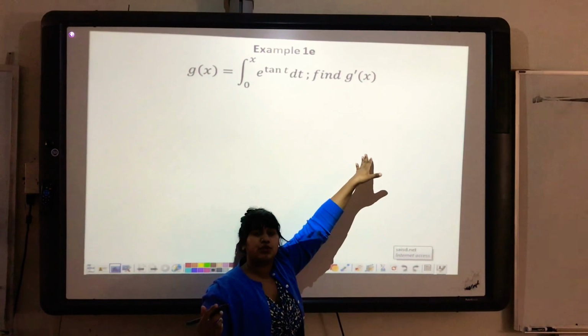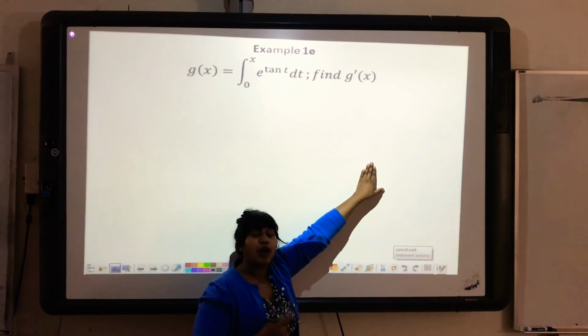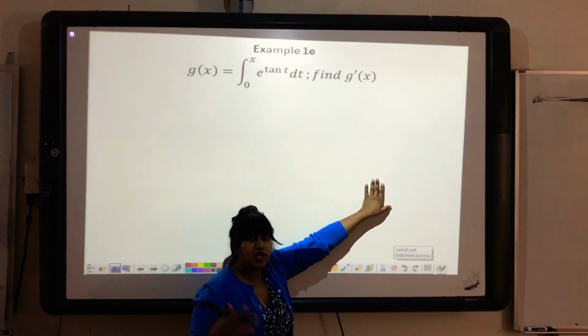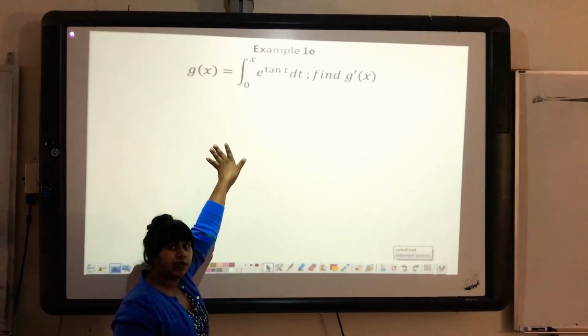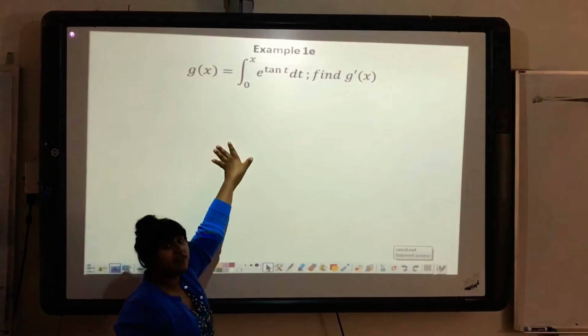So let's read that out to ourselves. What is g prime? What does prime mean? Does it mean take the derivative? Cool. So we are taking the derivative of g of x. What is g of x again? Is g of x my definite integral?